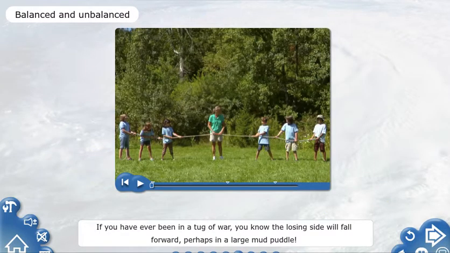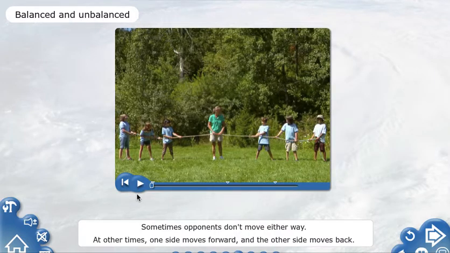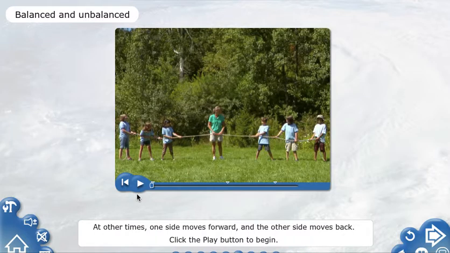If you have ever been in a tug-of-war, you know the losing side will fall forward, perhaps in a large mud puddle. Sometimes opponents don't move either way. At other times, one side moves forward and the other side moves back. Click the play button to begin.